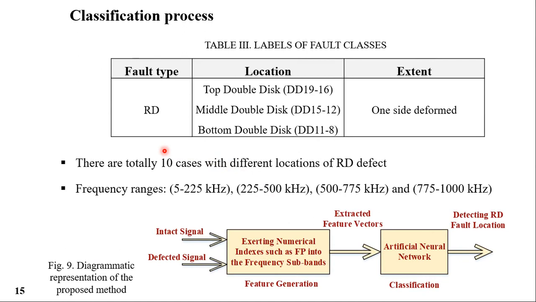As you can see, we have allocated 3 classes to the locations of RD defects. If you take careful attention, you will see that double discs from 16 up to 19 are the top double discs. The middle double discs include the double discs from 12 up to 15, and the bottom double discs are the double discs from 8 up to 11.